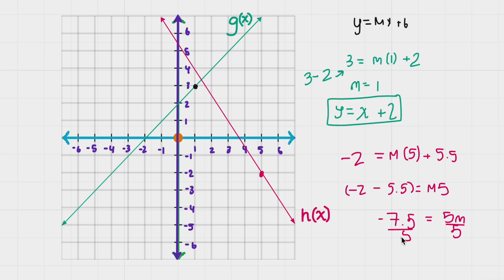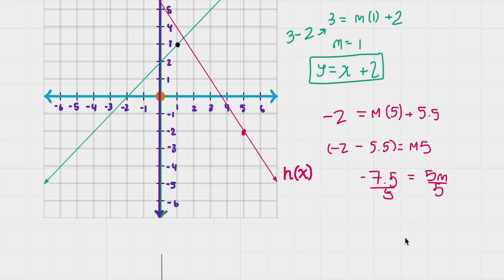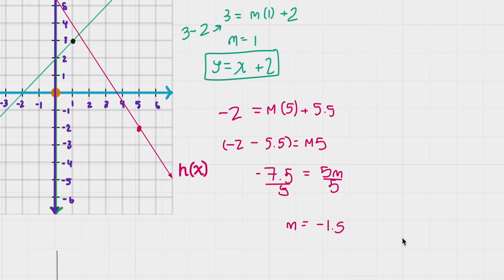Divide by 5. And I guess if you solve this in decimals, you approximately get negative 1.5, I think. Yeah, so you get negative 1.5. So that's your slope, the value of your slope.